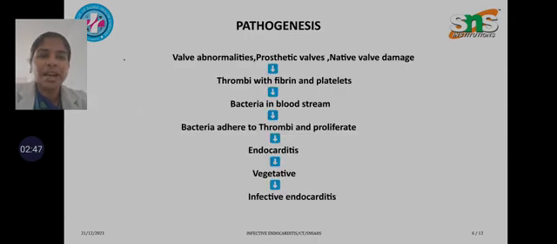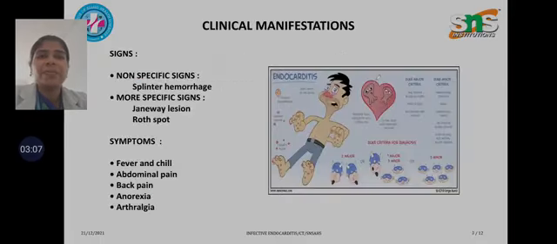Pathogenesis involves valve abnormalities, prosthetic valve or native valve damage, and thrombi with fibrin and platelets, with bacteremia in the bloodstream. The bacteria adhere to the thrombi and proliferate. So endocarditis leads to vegetation, and this is finally infective endocarditis.